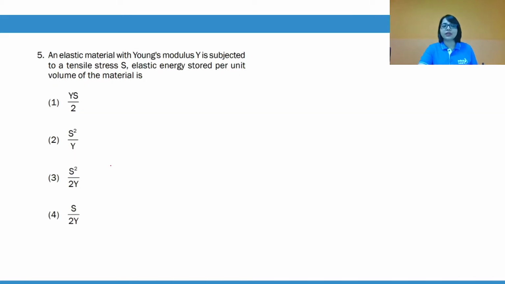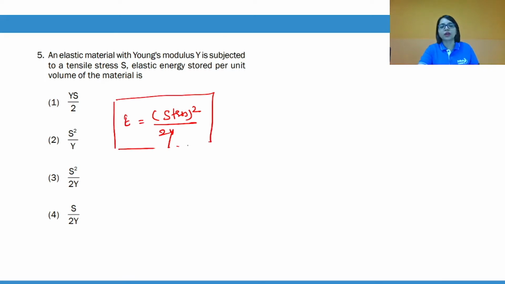An elastic material with Young's modulus Y is subjected to a tensile stress S. Elastic energy stored per unit volume of the material is? So elastic energy stored per unit volume of the material is given by stress square divided by 2 times Young's modulus. This question is formula based, right? So elastic energy stored per unit volume will be S square upon 2Y, which is option 3.